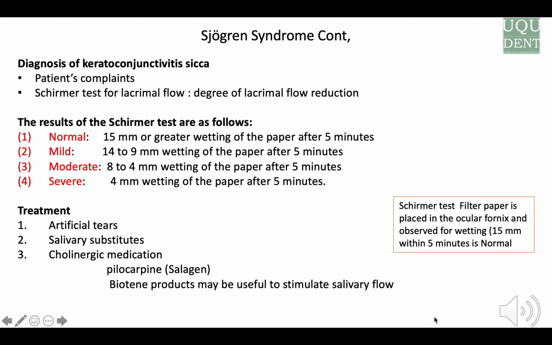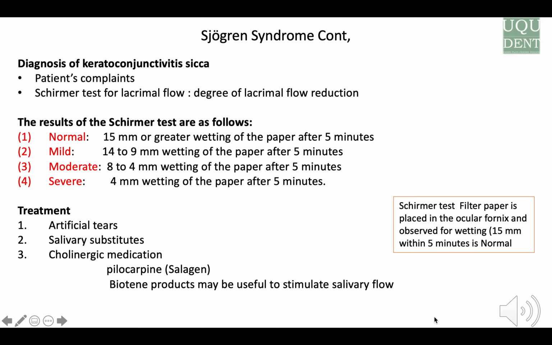How to diagnose dry eyes or keratoconjunctivitis sicca by the patient complaint. And there is a Schirmer test for the lacrimal flow to see the degree of the lacrimal flow reduction. The results of the Schirmer test are as follows. If it's normal, you have 15 millimeters or greater wetting on the paper after 5 minutes.